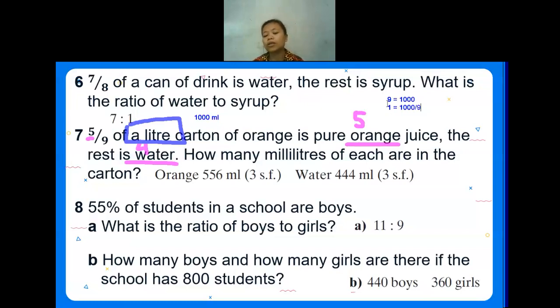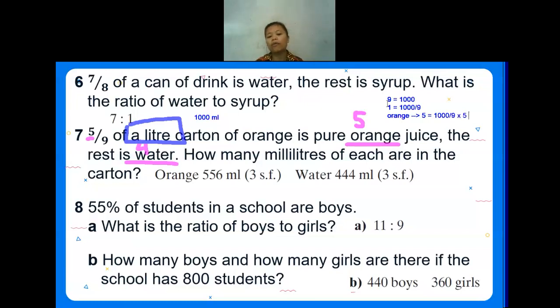So just keep it as a fraction. 1 will be equals to 1000 per 9. So now if we are going to find the orange, the ratio is 5. So for orange, 5 will be equals to 1000 per 9. We multiply it by 5.